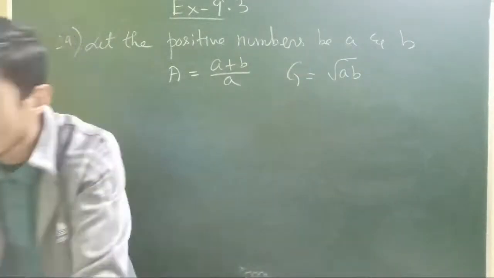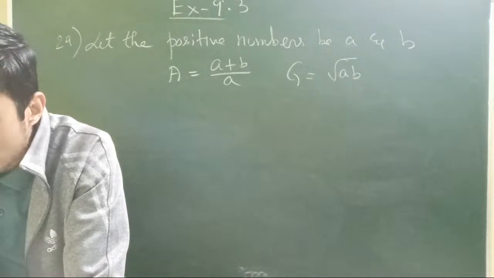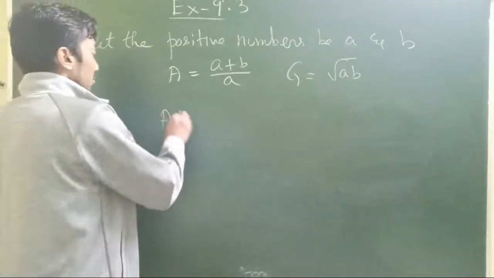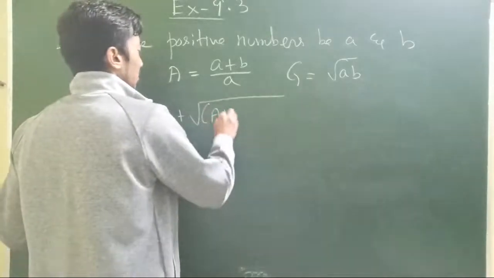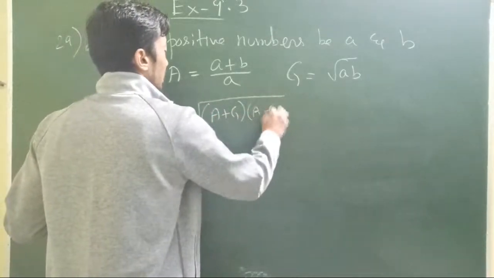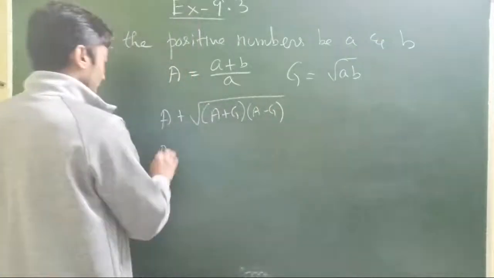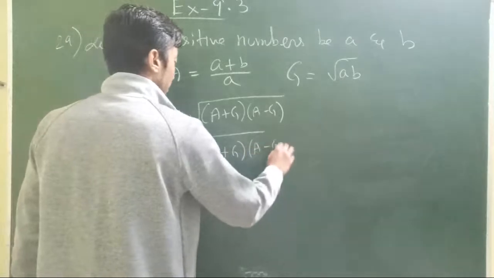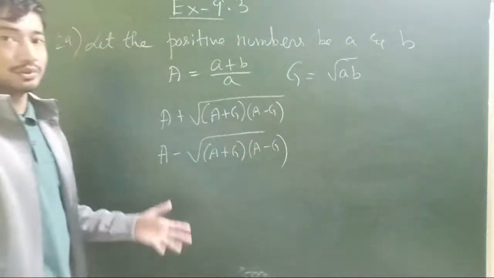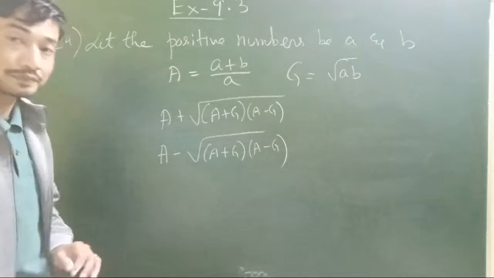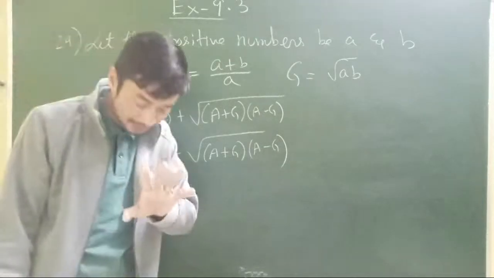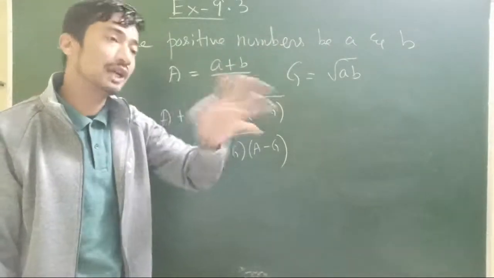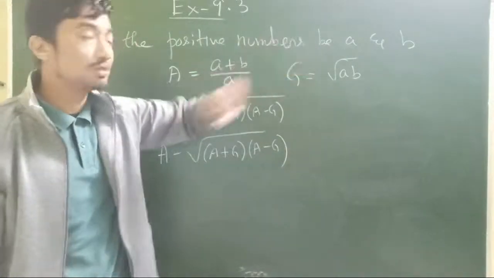That means one of the numbers is A plus root over of (A plus G)(A minus G), and the other number is A minus root over of (A plus G)(A minus G). Now, what does this really mean? It simply means that you have two positive numbers. We have assumed them to be a and b, but they can be anything else.